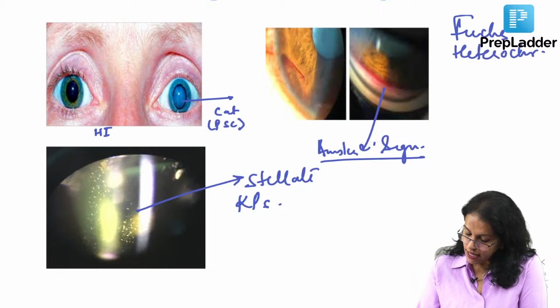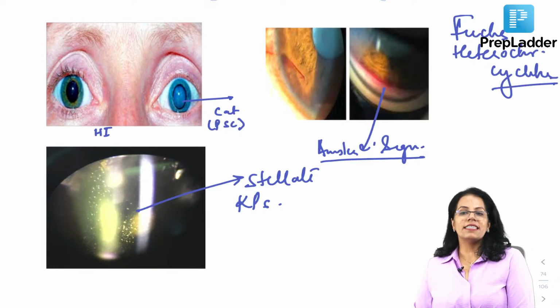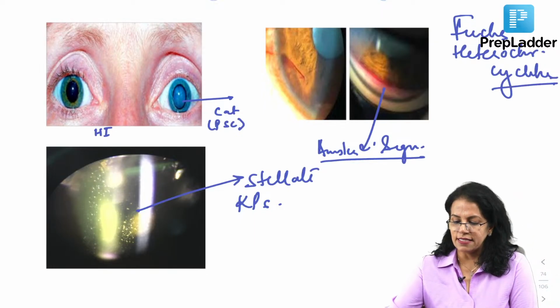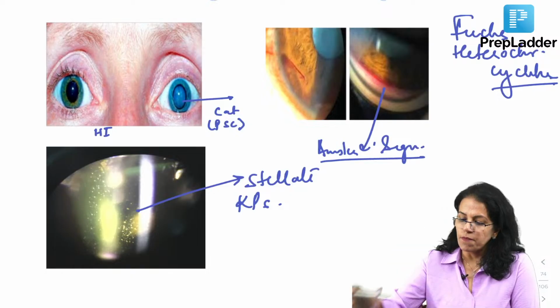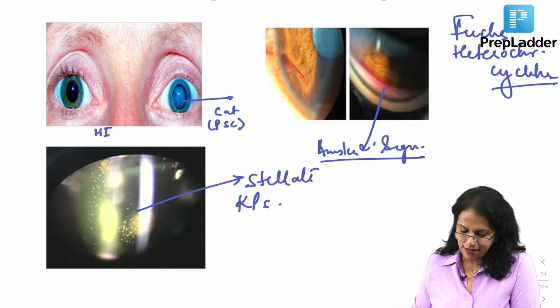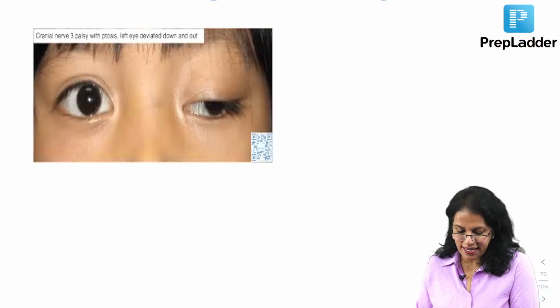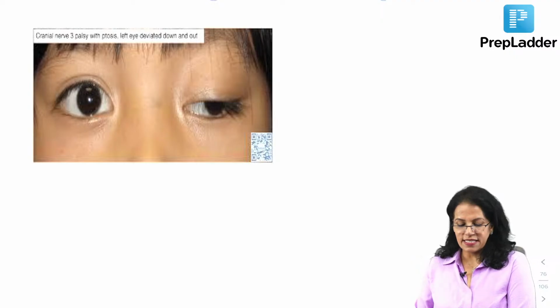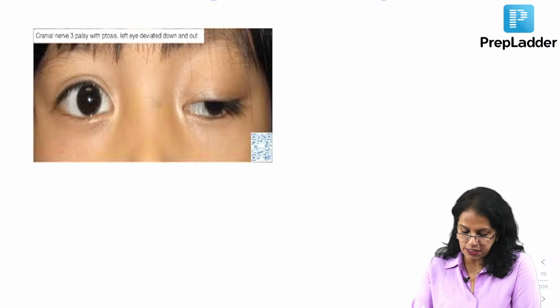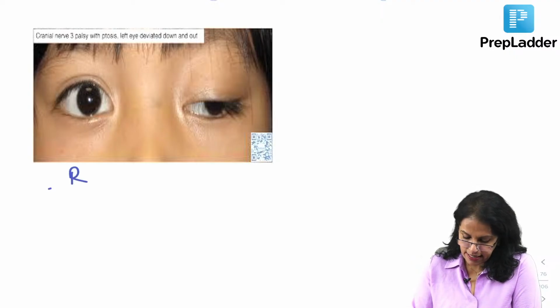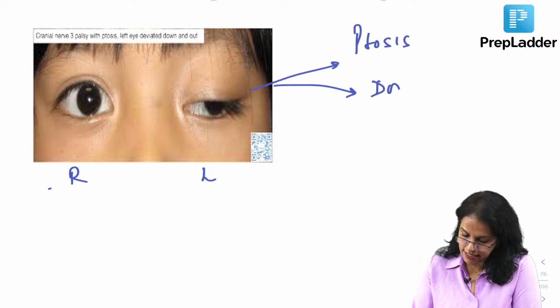Let's remember that this is an atypical anterior uveitis. It's an atypical anterior uveitis. Right? So, please revise this. We come to the next image. So, here it's written also very simple. This patient, this is the right eye, this is the left eye, I can see ptosis, and what else you can see? Down and out. The position of the eye is down and out. So, it's a third nerve palsy.